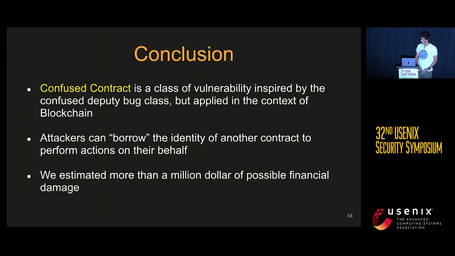So to conclude, a confused contract is a class of vulnerability inspired by the confused deputy bug class, but applied in the context of the blockchain, where attackers can borrow the identity of another contract to perform actions on their behalf. And in our evaluation, we estimated more than $1 million of possible financial damage.